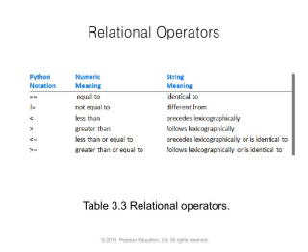This is a list of all the relational operators. There are 6 relational operators allowing you to make comparison of whether two values are equal to, not equal to, less than or greater than, less than or equal to, or greater than or equal to.